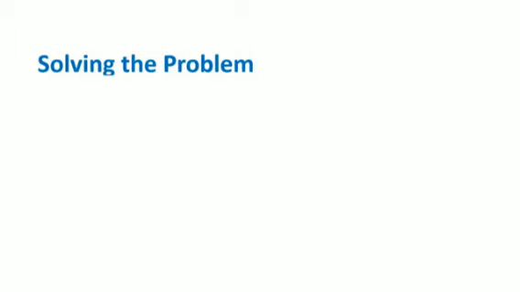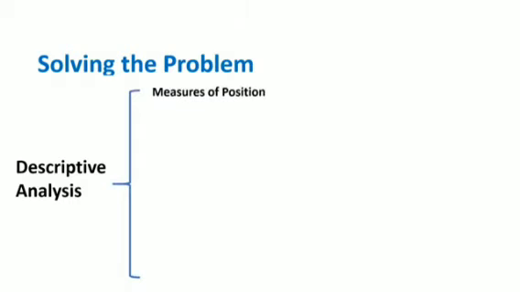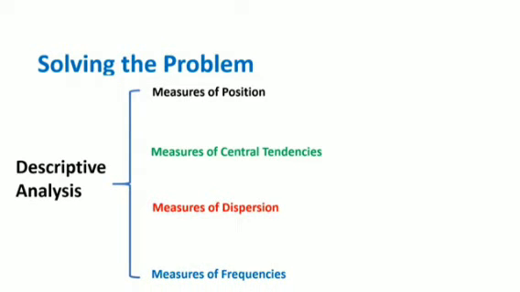A statistical solution to the problem mostly involves descriptive analysis. This comprises four main descriptors, namely measures of position, measures of central tendencies, measures of dispersion, and measures of frequencies.